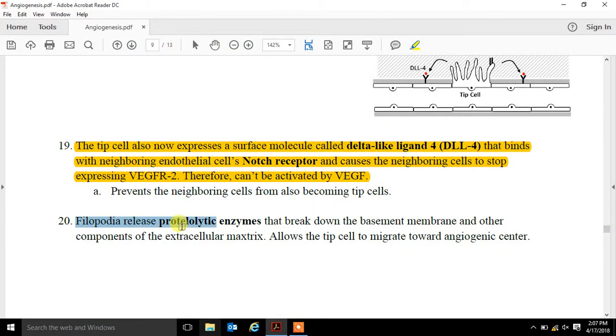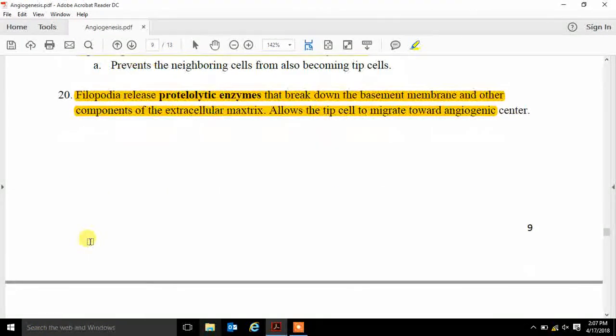The filopodia also need to release proteolytic enzymes, because it's not just open air. They're working their way through tissue. If we're talking skeletal muscle here, it's got to work its way through that skeletal muscle, which means there's got to be some breakdown of the tissue. So these proteolytic enzymes are going to break down the basement membrane and other components of the extracellular matrix that allows that tip cell to migrate towards that angiogenic center.